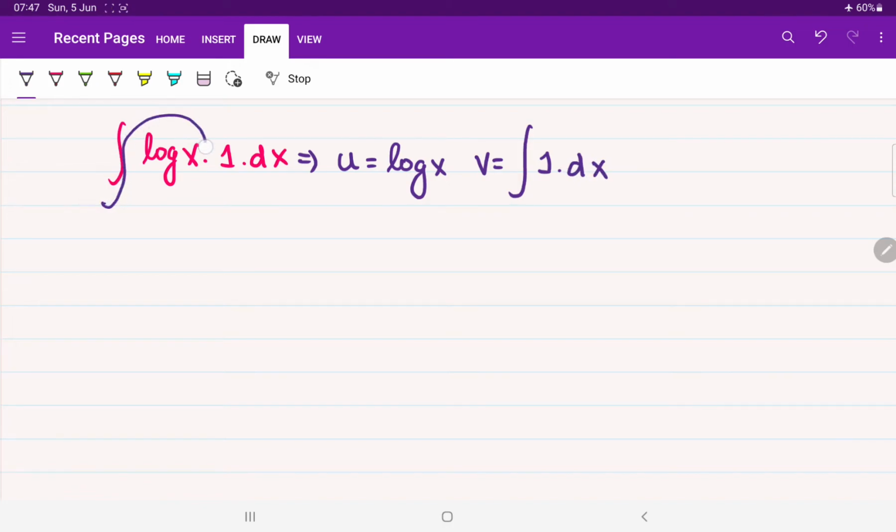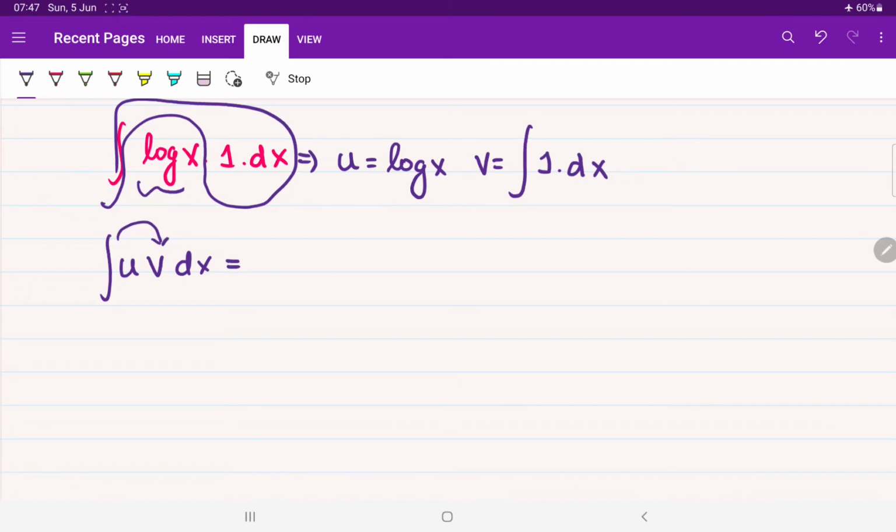I am considering the integration of 1 into dx, and I am treating log x equal to u. You know the uv formula, right? Integration of uv dx. This integration I am considering with the v dx. Actually, how can we proceed further?